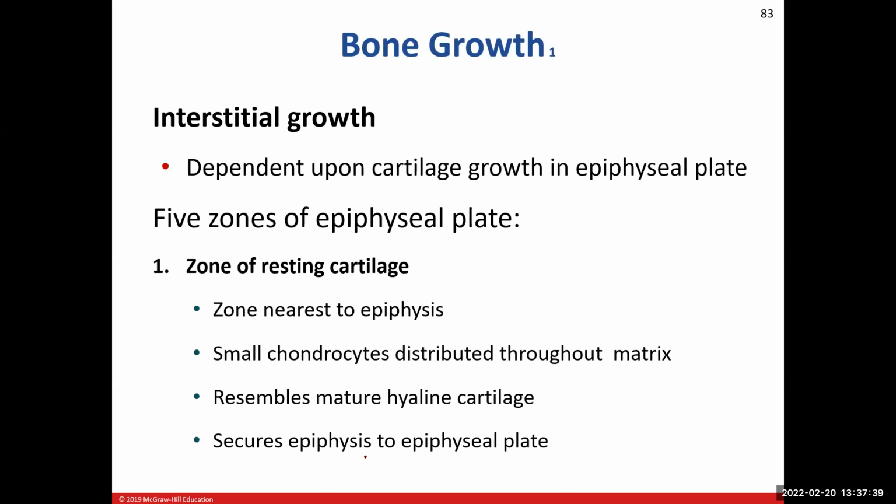So let's talk about our interstitial growth here. Again, this is going to occur at the epiphyseal plates. We have 5 zones. So we're going to start off on the epiphyseal side and work towards the diaphysis here. So I'm going to do what I normally do. I'm going to go through each step one at a time, and then I'll show you a picture of each step. So let's start off with the zone of resting cartilage. Here we're going to see our chondrocytes hanging out there in the matrix. And this type of tissue is going to resemble matured hyaline cartilage.